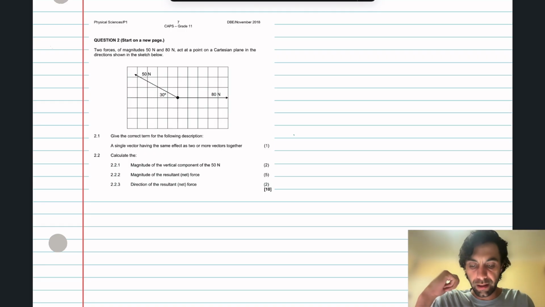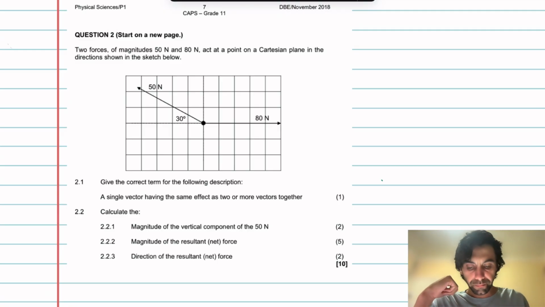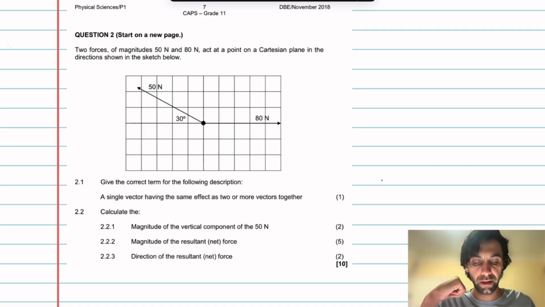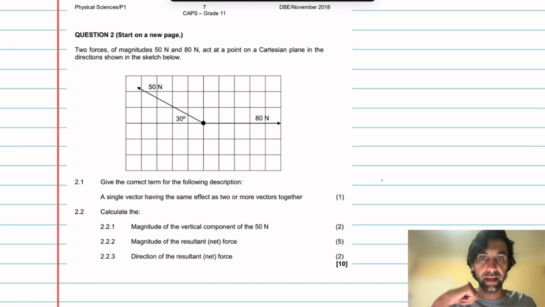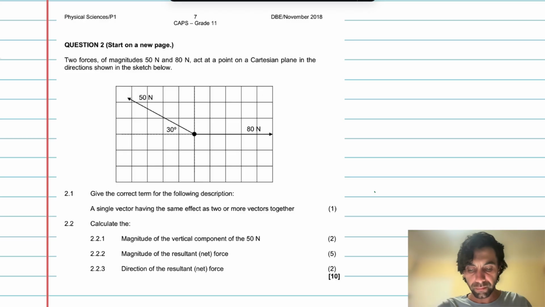We are going to have a look at a couple of past paper questions. And we are going to start off today by having a look at the topic of resultants. So we're going to start by having a look at a 2018 paper. This is question 2, it's out of 10 marks, and it all has to do with resultants and vectors.